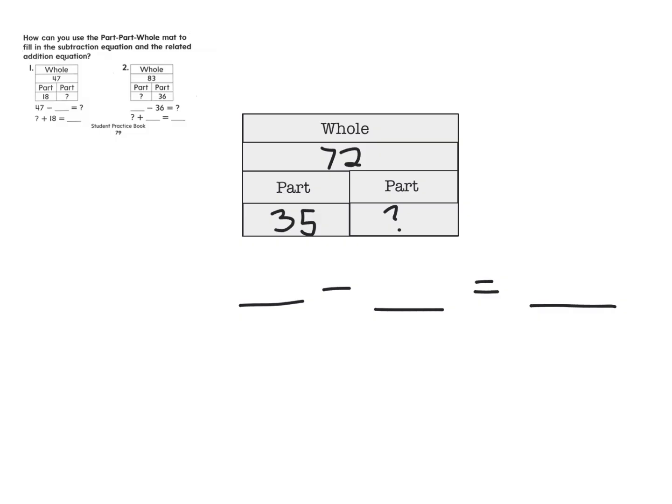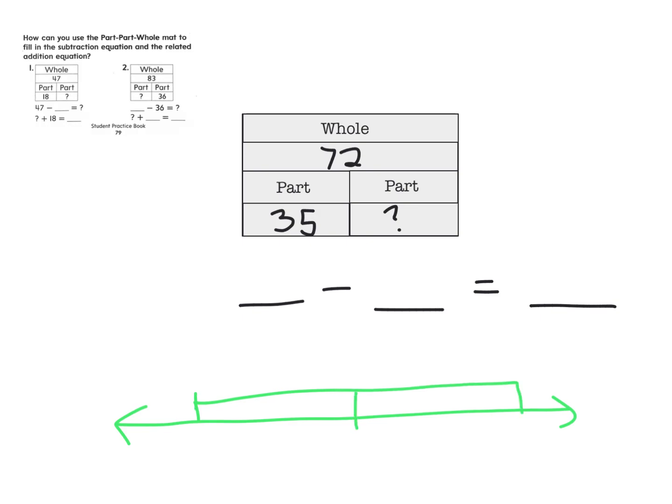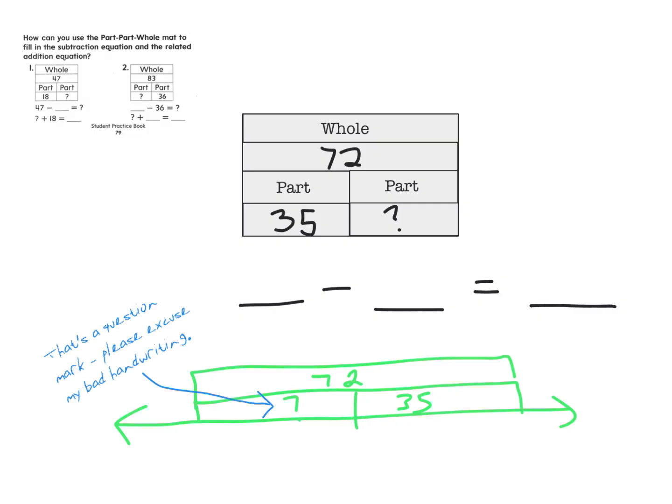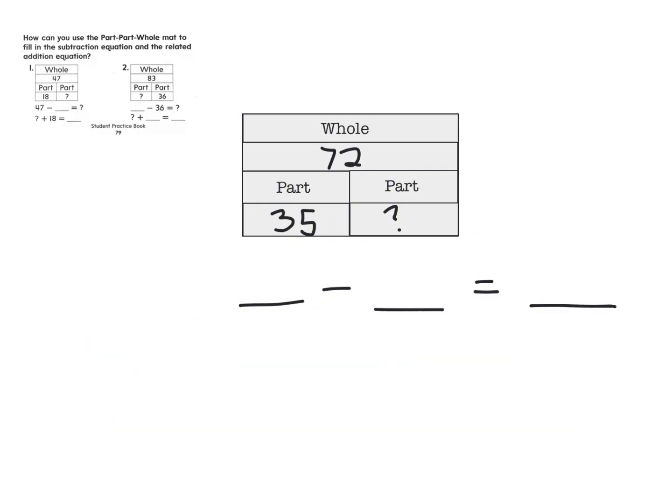A little aside here, this is actually almost exactly the same strategy as when we were using a number line in a previous lesson, and we were given a whole broken up into parts. So here the whole would be 72, and the part 35 might be here, or it might be in the other box. So now the part-whole mat is just an abstracted form of that, which I think, again, is really cool. All right, so we have the whole of 72.